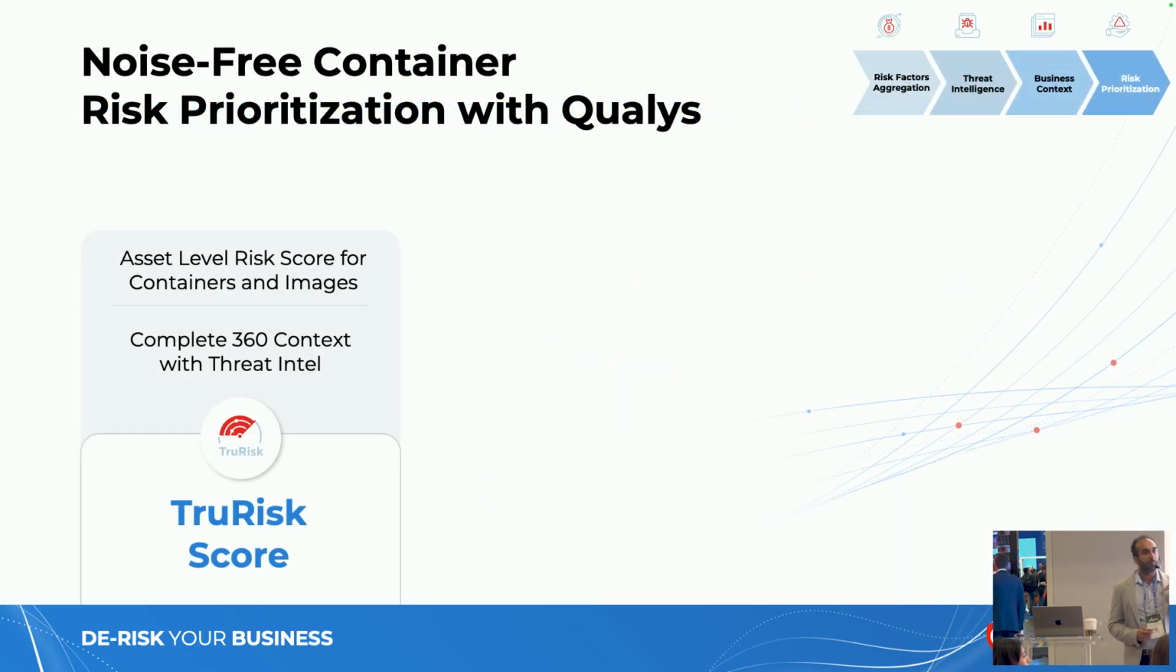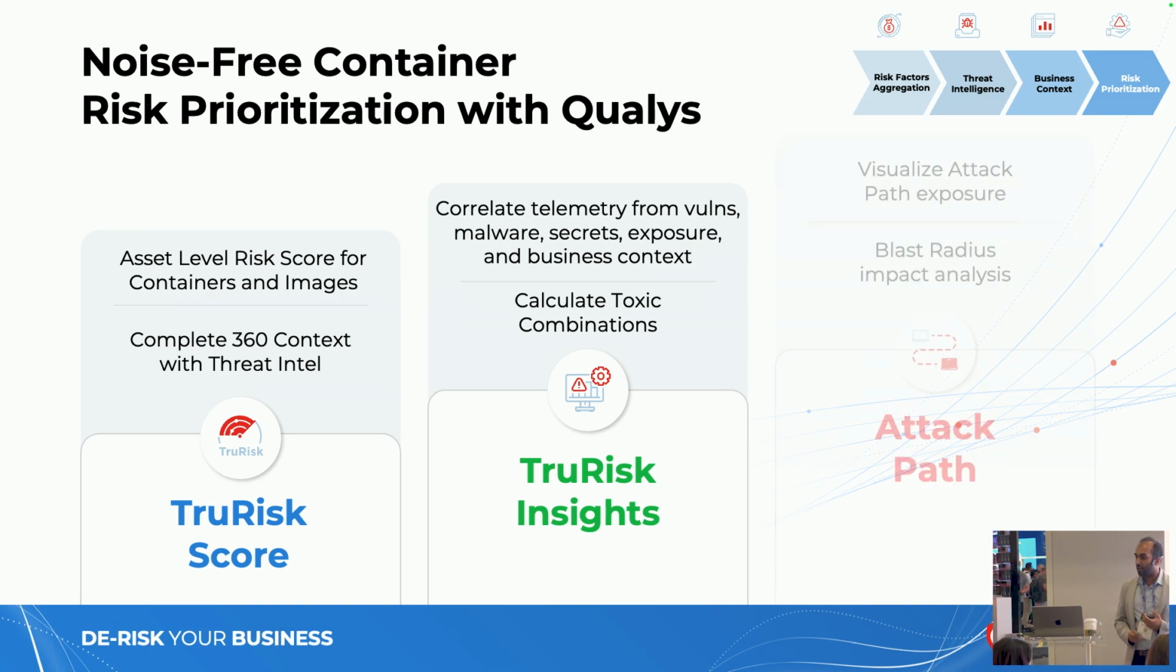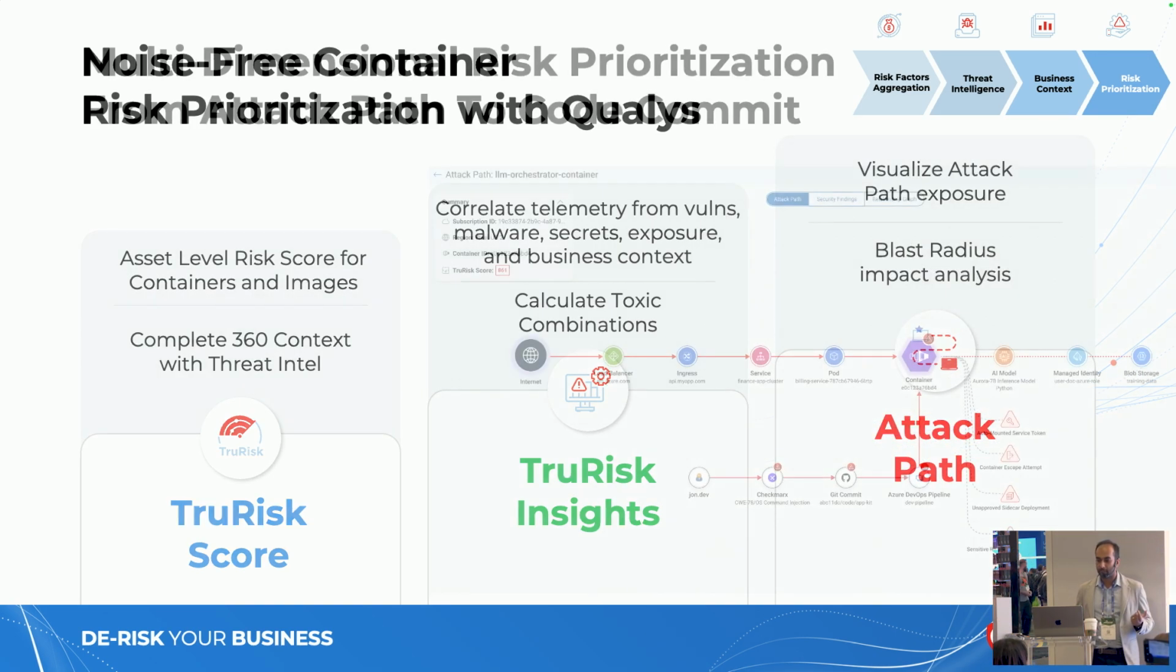So the first part is about noise-free container risk prioritization. You're running a lot of AI workloads, potentially hundreds of thousands. How do you make sure you get a single toxic combination of risk? What we do at Qualys is correlate real-time telemetry, for example malware, vulnerabilities, and exposure context. We combine it with the business context, and we calculate toxic combinations of risk.